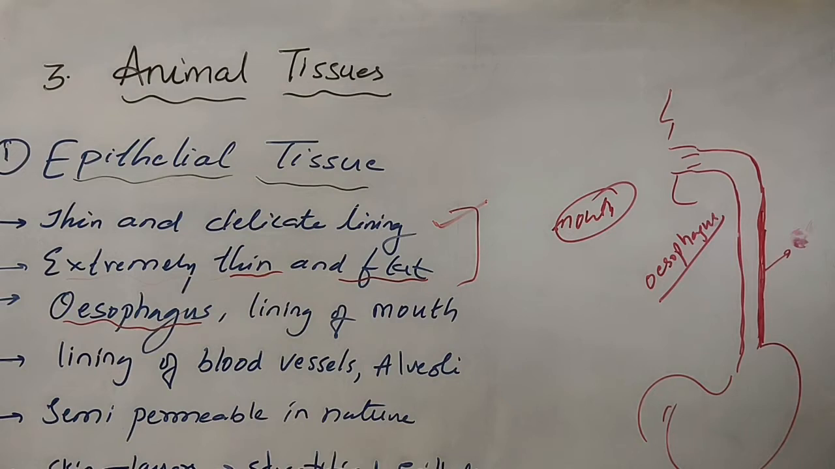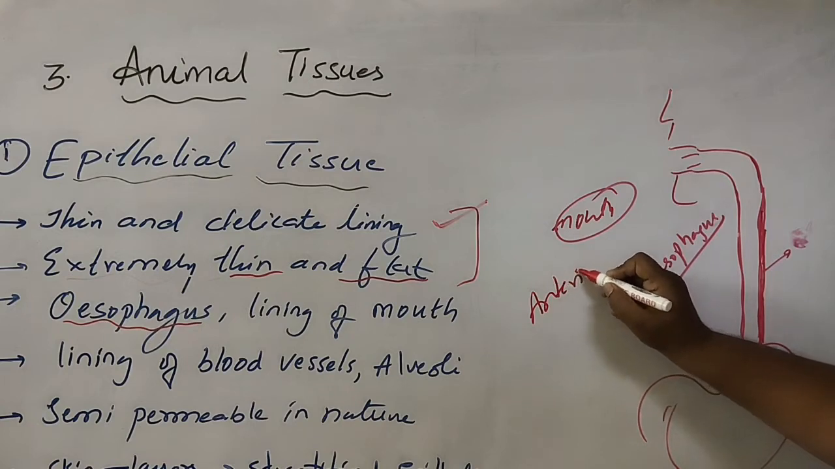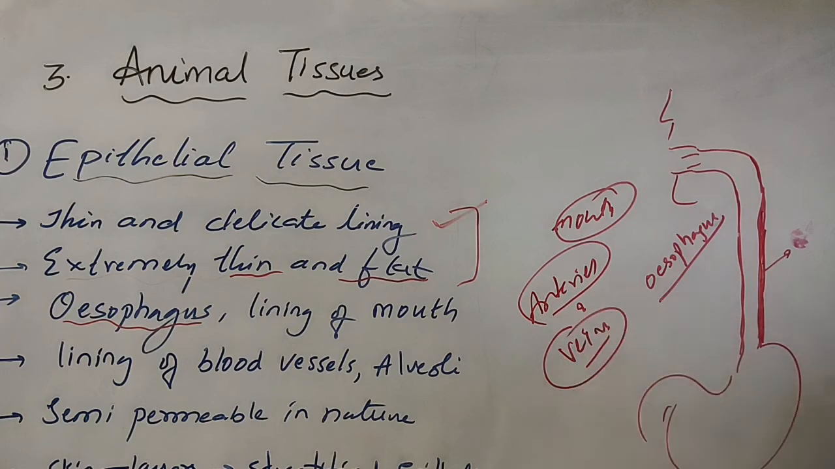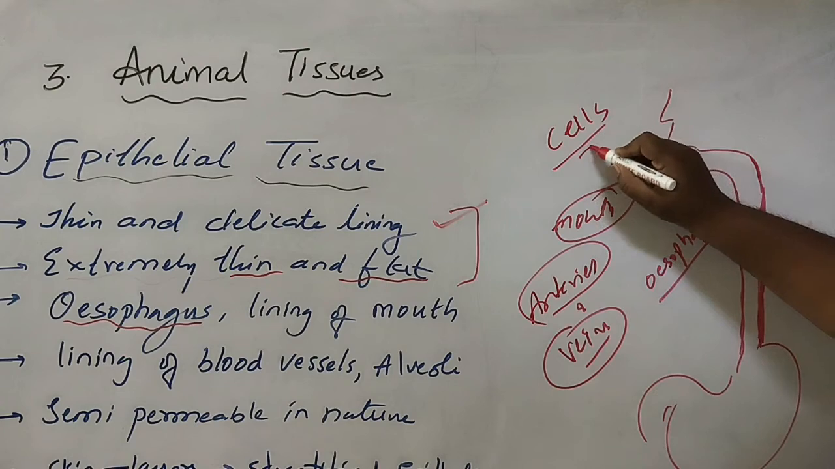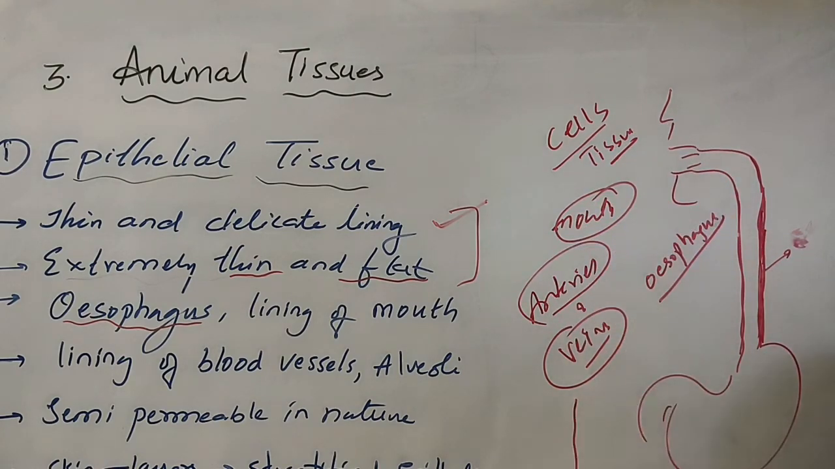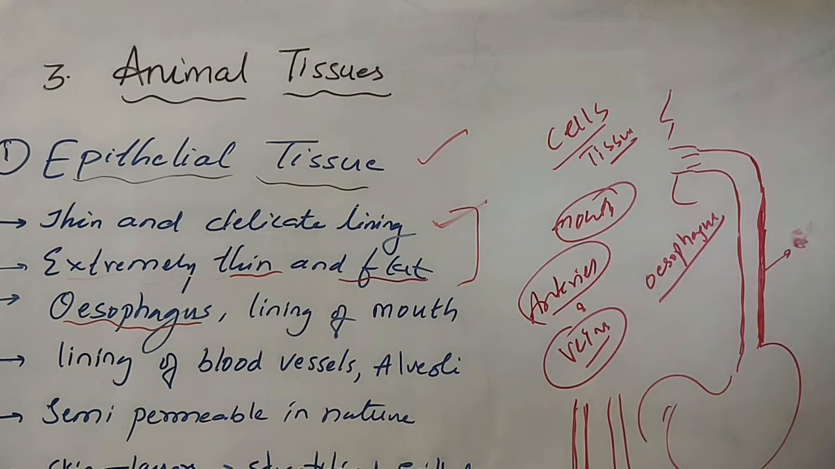And next is the lining of blood vessels. There are two kinds of blood vessels in our body: arteries and veins. These are the ones which carry the blood to different parts of the body, to the different cells and tissues of the body. So the lining of these blood vessels, whether it is an artery or a vein, is also made up of what? Epithelial tissue. And they have a very good nature. That is, they are semi-permeable in nature.